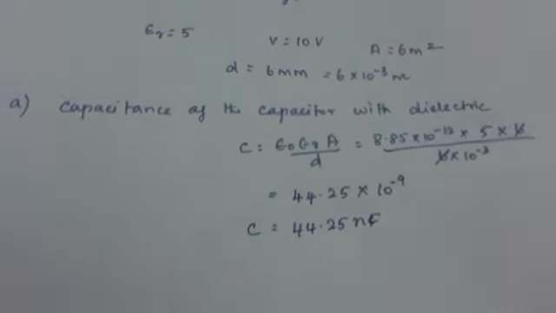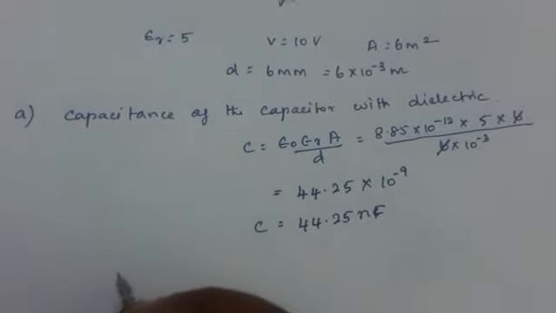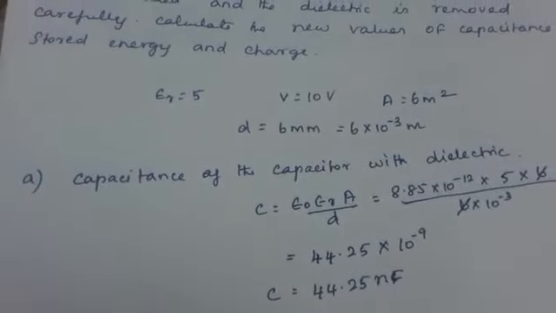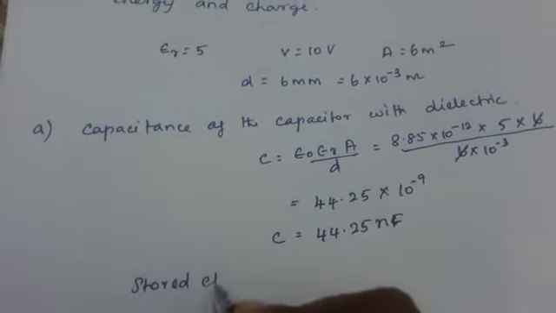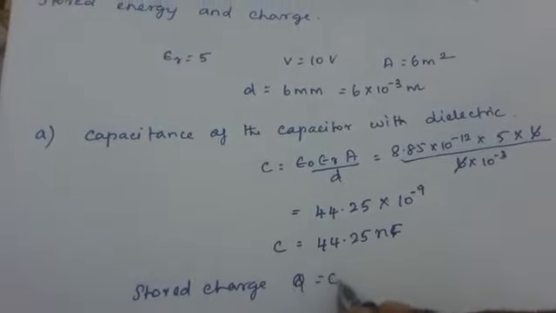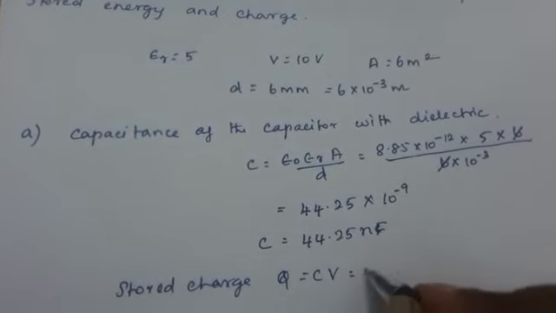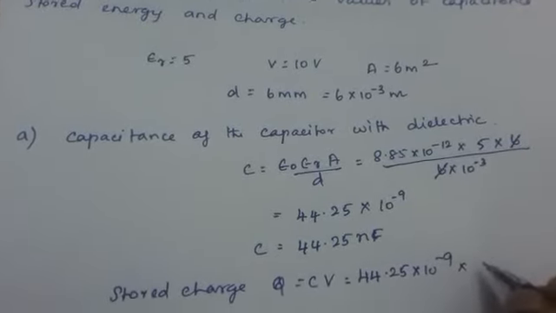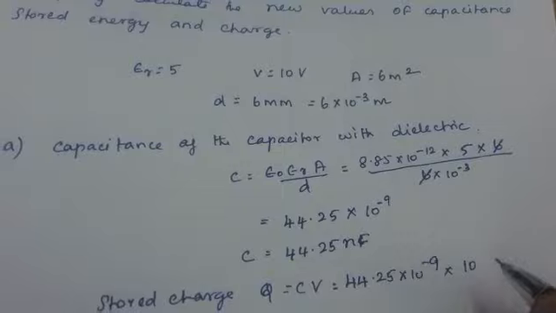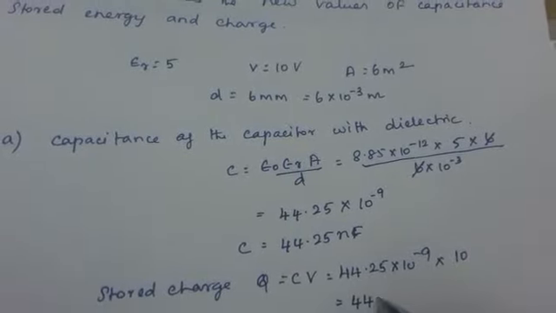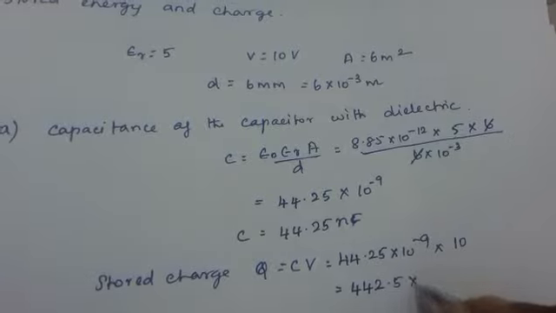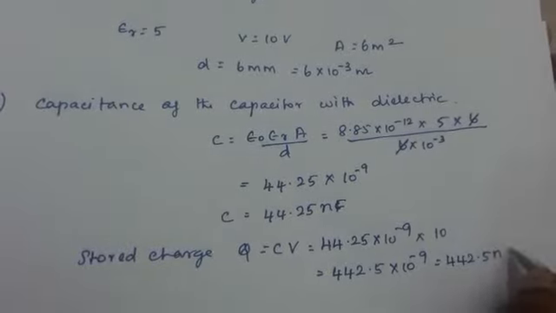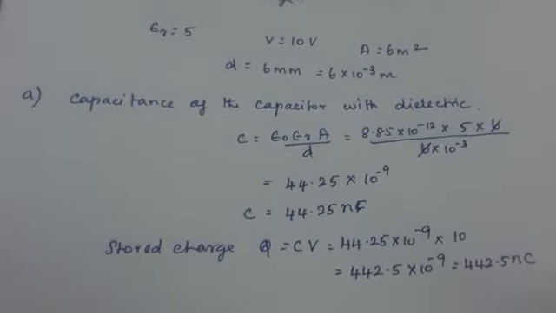Now the second part asked in the same thing is the stored charge. So what is your stored charge? Q is equal to C into V. This is the formula you have to use. C you have already found out, that is 44.25 into 10 raised to minus 9, into the value of the battery, here 10 volt. So it is 442.5 into 10 raised to minus 9. This can be written as 442.5 nanocoulomb.